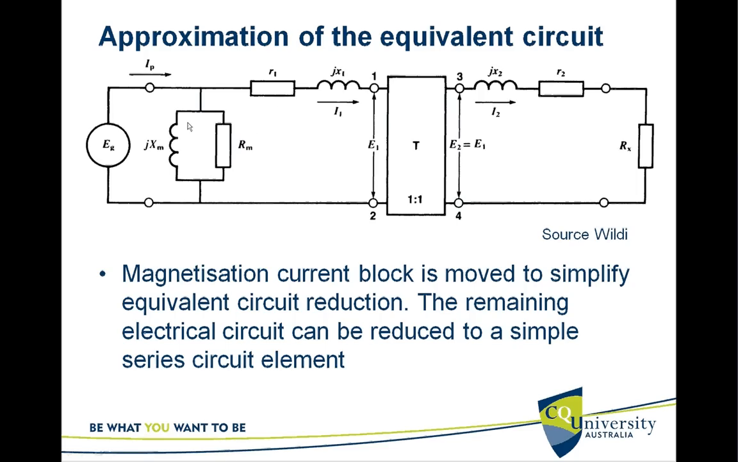What we do is this parallel combination of Rm and Xm, we move it to the beginning, which makes the analysis of the circuit pretty much easier. Magnetization current block is moved to simplify equivalent circuit reduction. The remaining electrical circuit can be reduced to a simple series circuit element. Let's see how we could do it.